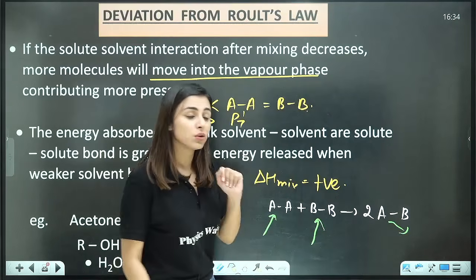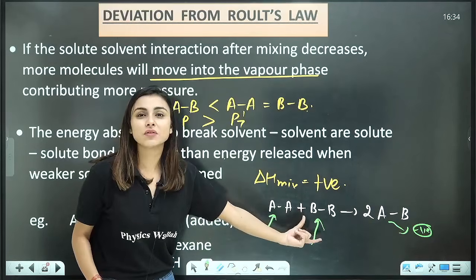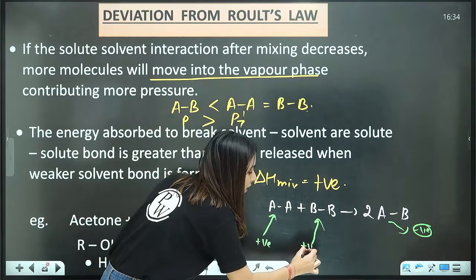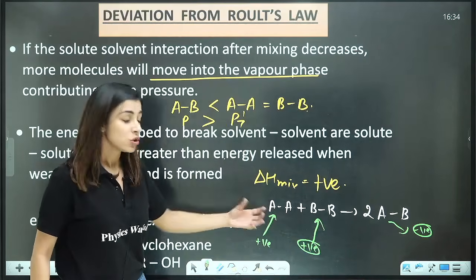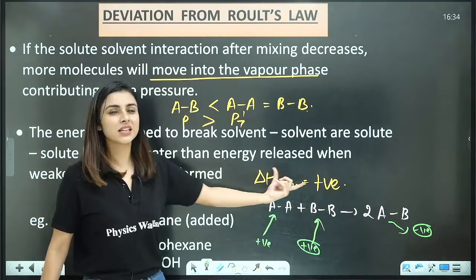Right? So what can you say? That the negative part of the energy is less, but the positive part of the energy is more, right? Here also positive energy because you are providing, here also positive energy because you are providing. So the positive part is more and negative part is less. So overall delta H mixing will be positive.